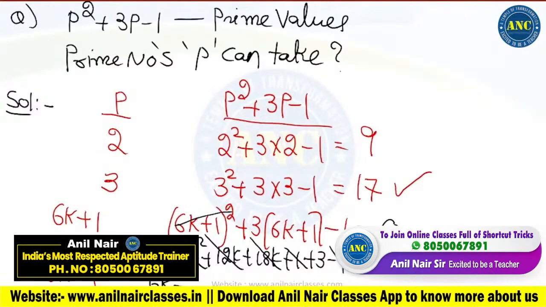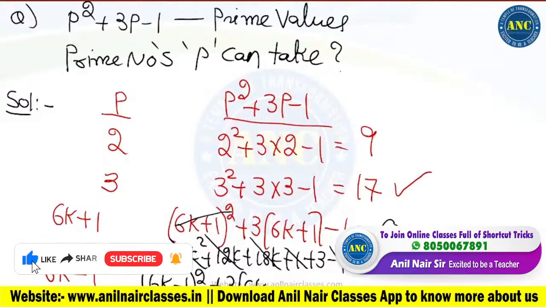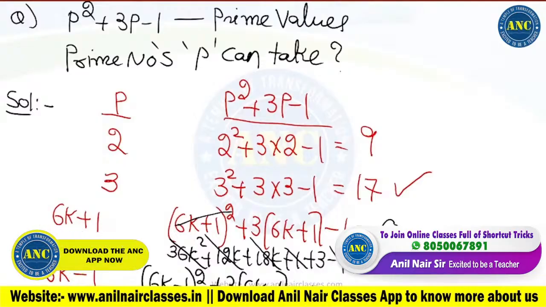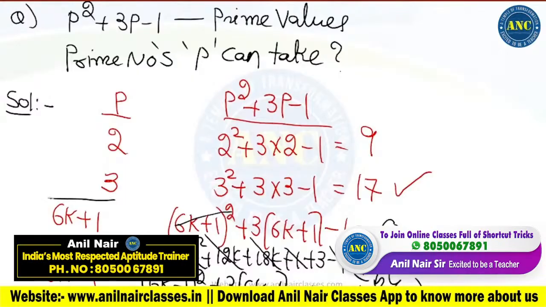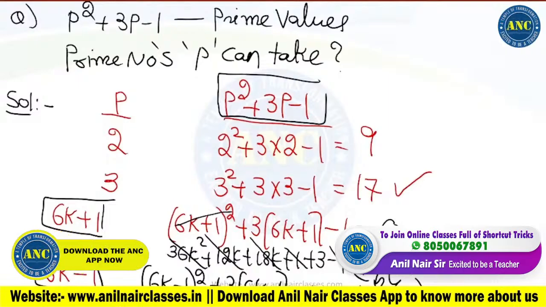Now 6k minus 1 whole square plus 3 into 6k minus 1 minus 1. 6k whole square is divisible by 3. 2 into 6k is divisible by 3. Plus 1 is divisible by 3. Plus 1 minus 1 gets cancelled, so all are divisible by 3. That means if I substitute any prime value greater than 3, whether it is 6k plus 1 or 6k minus 1, both result in p square plus 3p minus 1 being divisible by 3. If it is divisible by 3, it cannot be a prime number.